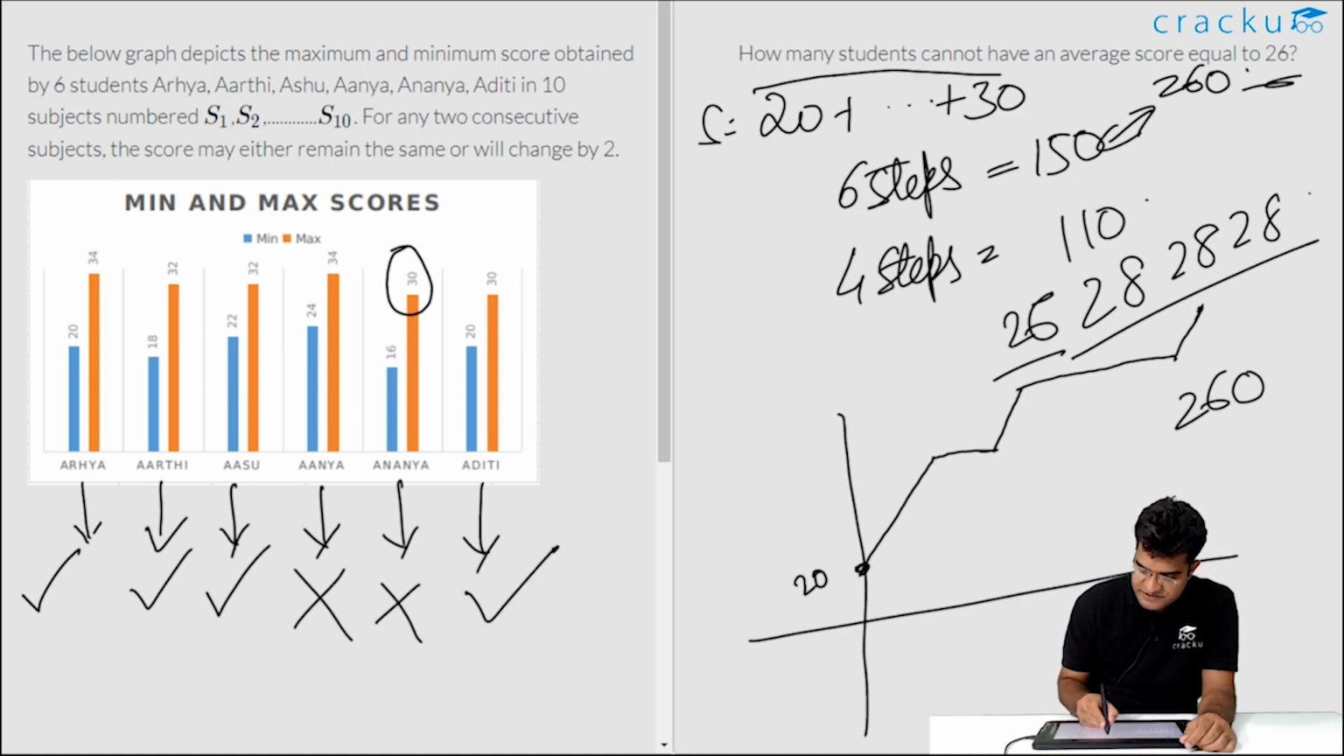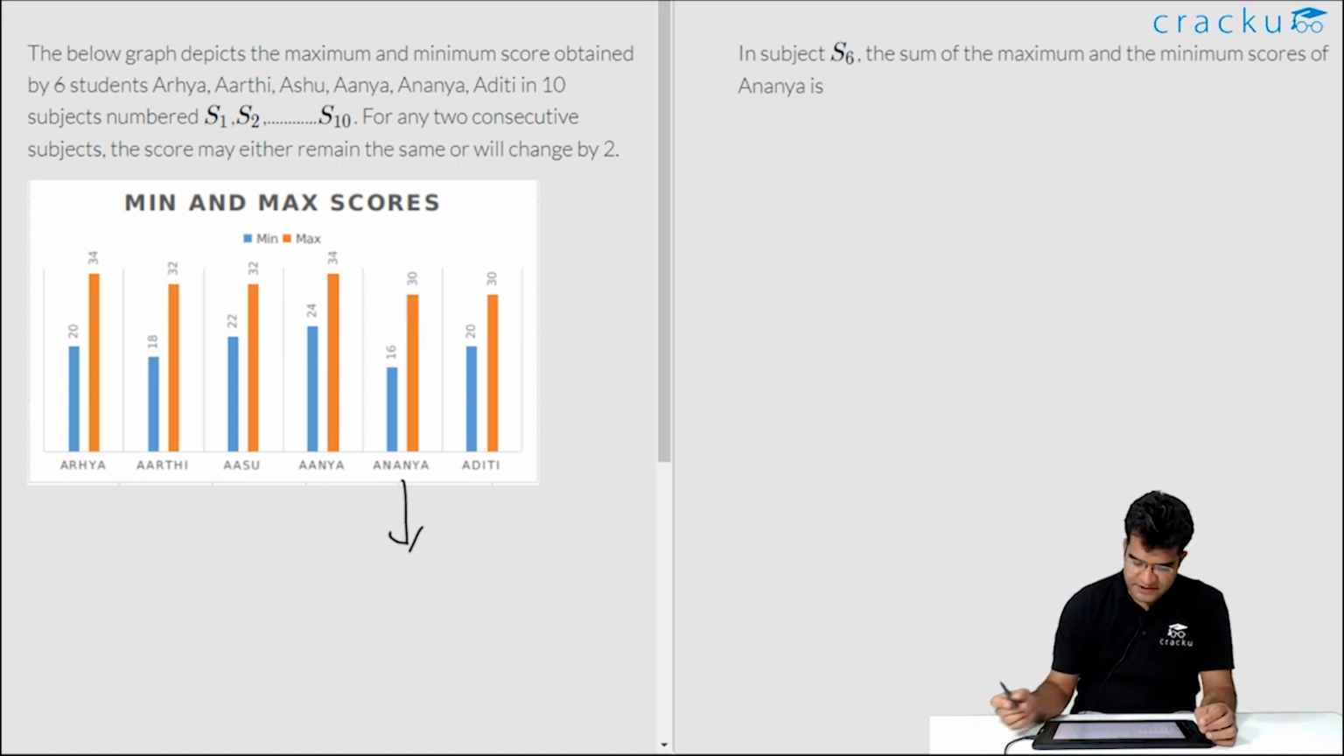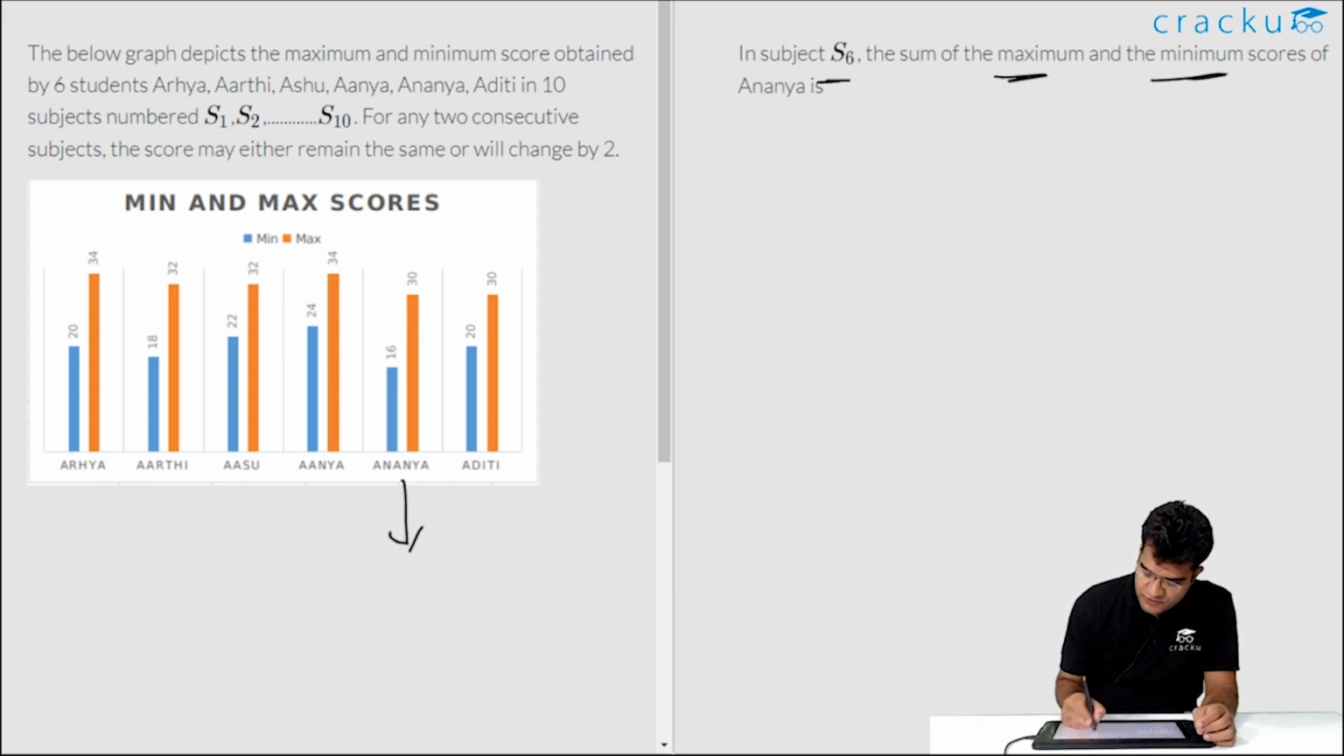So if you are answering the question of how many students cannot have an average score of 26, it is 2. They are Anya and Ananya. Now let us go to the last question. In this question, we have to find out in subject 6 the maximum and the minimum score of Ananya, and then we have to find out their sum.